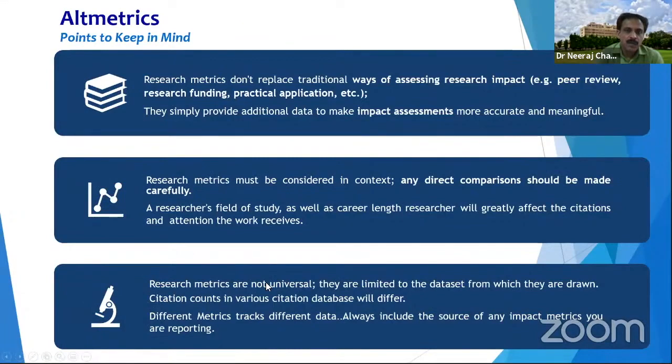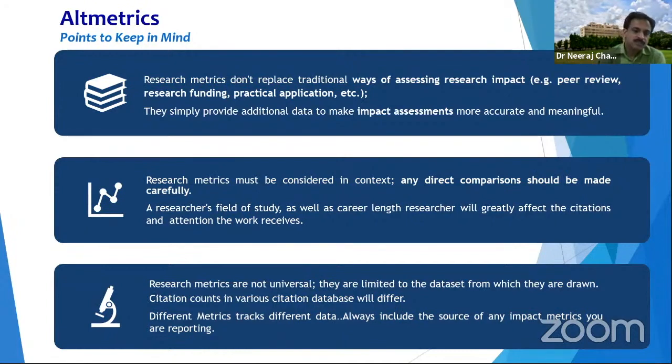Now, please keep in mind some things: research metrics don't replace the traditional ways. We have already discussed that. There would be the peer reviewing process, research funding, practical applications, etc. We simply provide additional data to make impact more accurate and meaningful. This is the only purpose of these altmetrics.